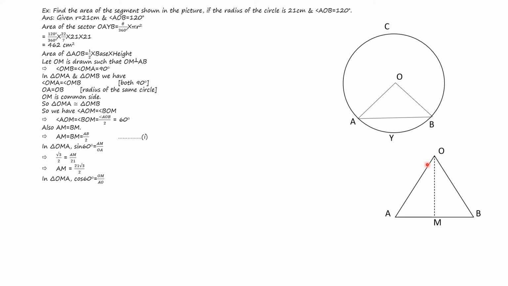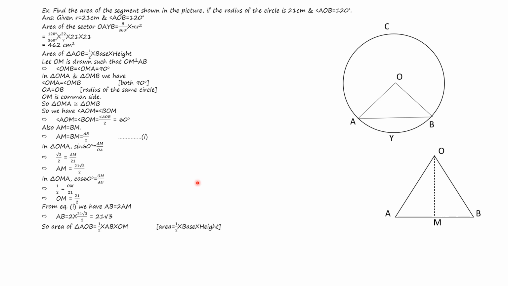Now in triangle OMA, cos 60 equals OM by AO, again the same thing. If we take this to be the angle of reference for cosine, cos theta equals OM by AO, this implies 1 by 2 equals OM by 21, or OM equals 21 by 2. Now from equation 1 we have AB equals 2AM, so this implies AB equals 2 into 21 root 3 by 2, which is 21 root 3.